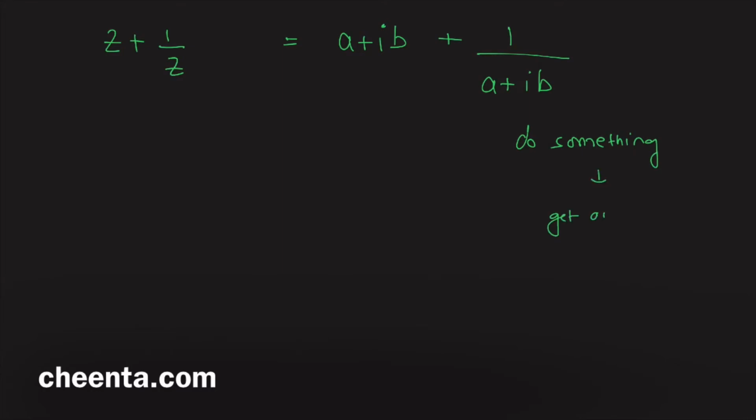Let's do this. If we have z plus 1 over z, where z is a plus ib, so it's a plus ib plus 1 over a plus ib, and you do something and you get the answer. I would say don't do this. This is a very bad way of solving a complex number problem. But if you don't have any other way right in front of your eyes, then you can probably use this. This is a bad solution.